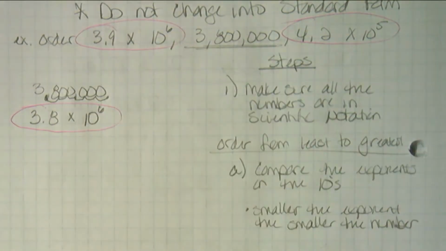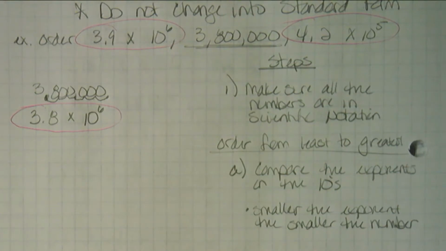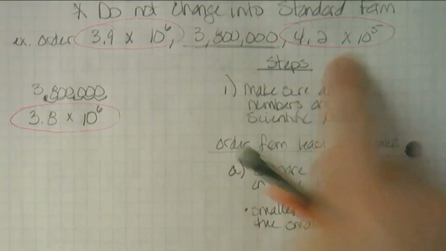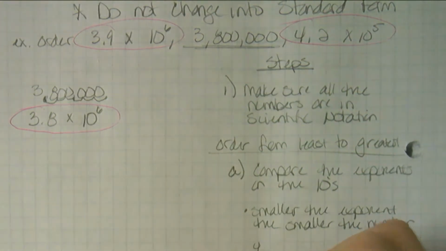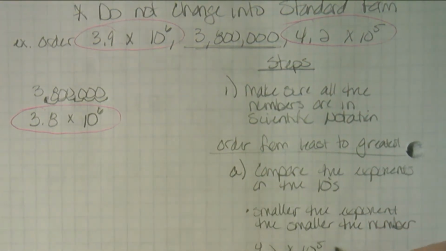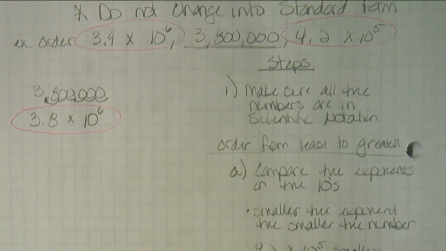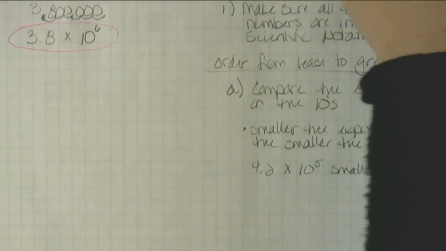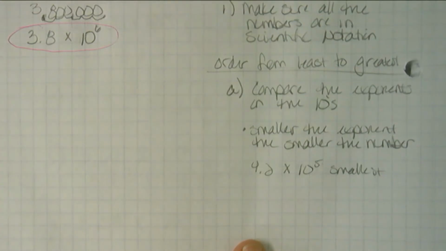And then what do you notice about the other one? 4.2 times 10^5, to the fifth, is lower. So this is the smallest one. How many of you guys agree with that? All right. So I'm just going to write here 4.2 times 10 to the fifth is the smallest. That's what that helps us with. And eventually I'm going to write these out from least to greatest.